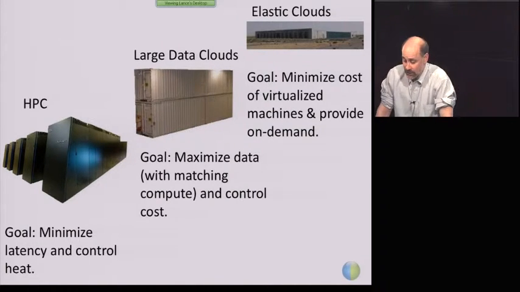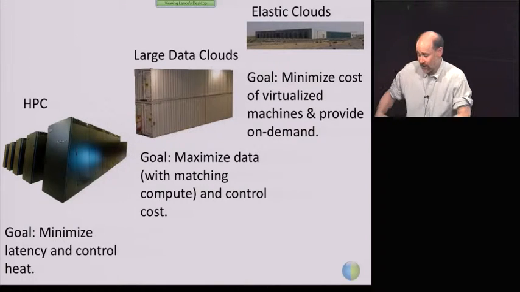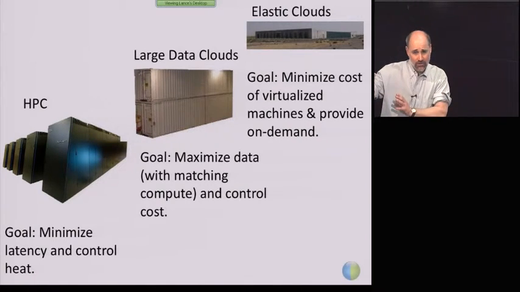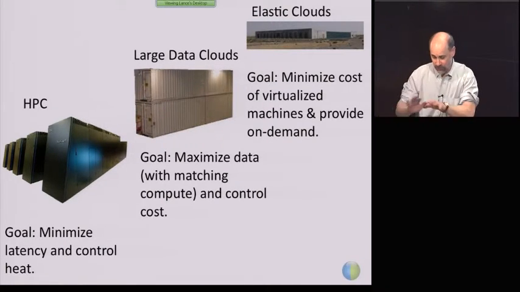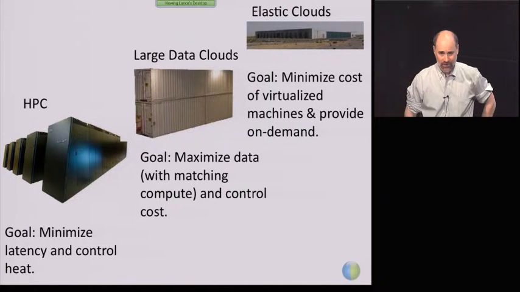Same thing in Elastic Clouds. That's another data center. I want to minimize the cost to provide a virtualized infrastructure, a machine image on demand, at the lowest possible cost. So these are all related to types of optimization problems.